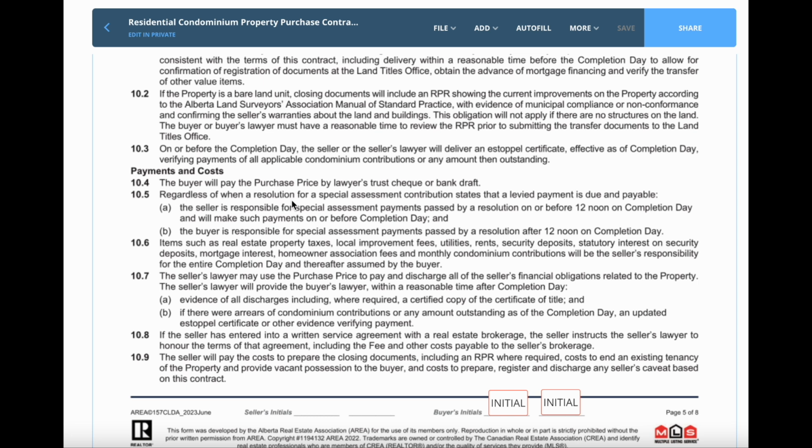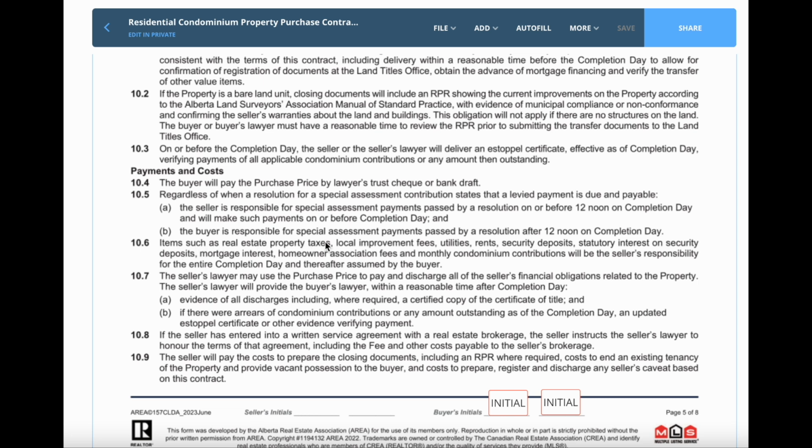Regardless, right, so special assessments. Special assessments are the expensive repairs in condominium complexes. And the seller is responsible for the special assessment payments passed by a resolution on or before the completion date, of course. And then the buyer is taking over those special assessments on completion date.